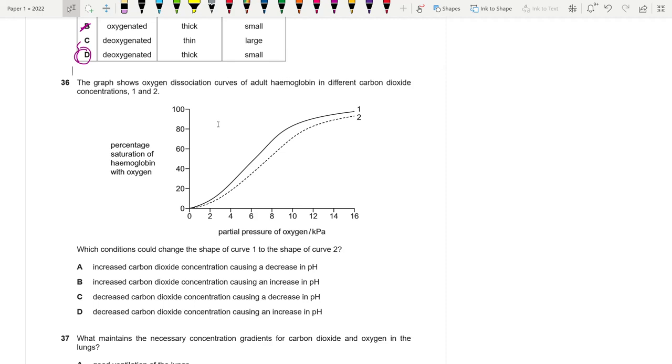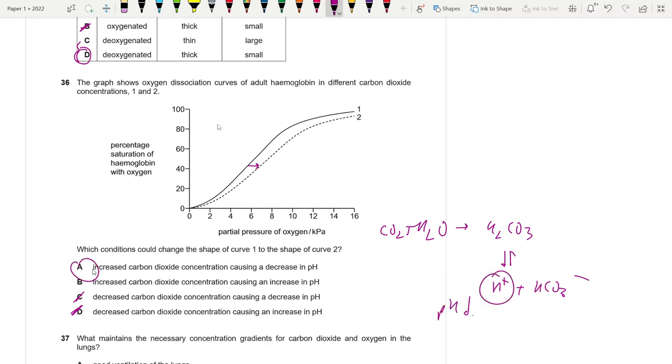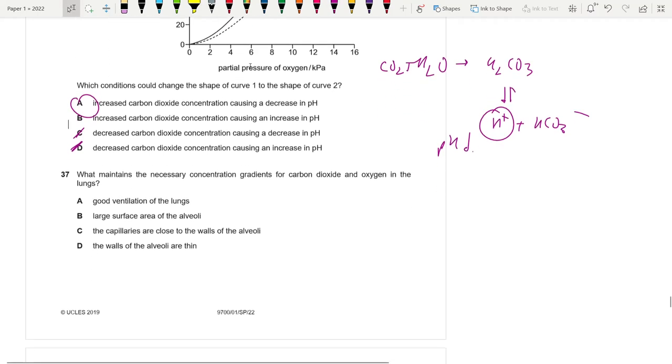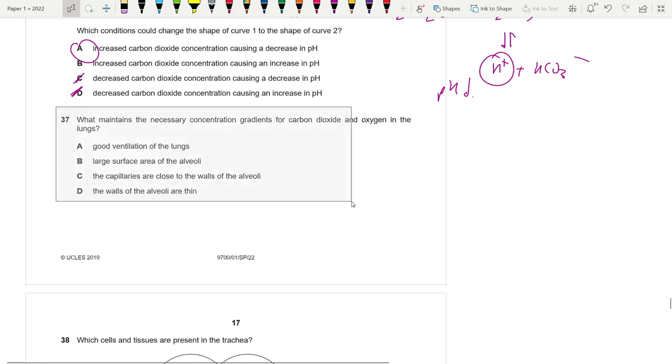Percentage saturation of hemoglobin with oxygen. Which conditions could change the shape of curve 1 to shape of curve 2? Okay, so we're seeing the Bohr shift. When does this happen? When carbon dioxide concentration increases, okay, remember, CO2 binds with H2O to form H2CO3, which dissociates to form H plus and HCO3 minus. Since H plus is formed, pH actually decreases. So the answer is A, 36A. Remember, guys. 37. What maintains the necessary concentration gradients for carbon dioxide and oxygen in lungs?